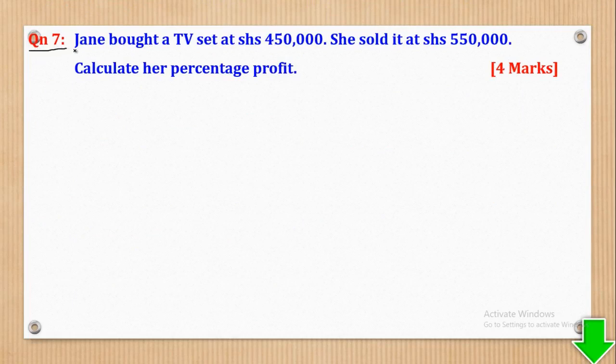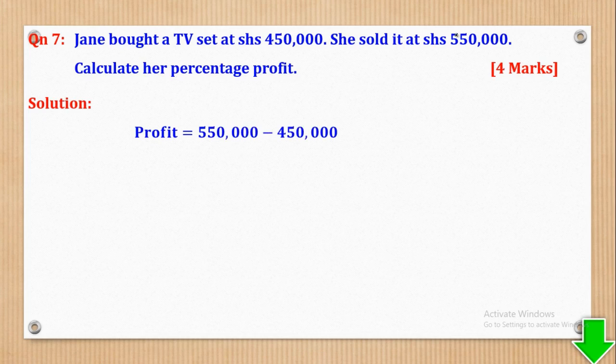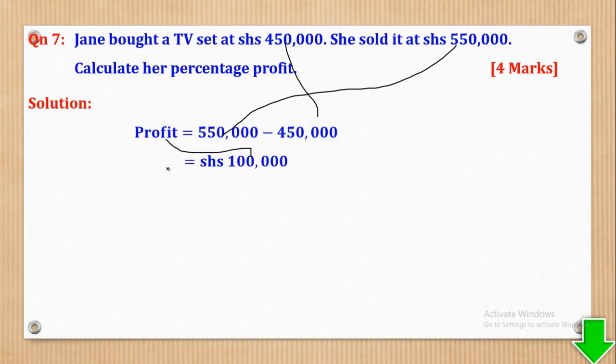Question 7 says, Jane bought a TV set at shillings 450,000. She sold it at shillings 550,000. Calculate her percentage profit. So for you to calculate percentage profit, you must know the profit first. So profit is equal to selling price minus buying price. So when I subtract, I'll come up with my profit as 100,000.